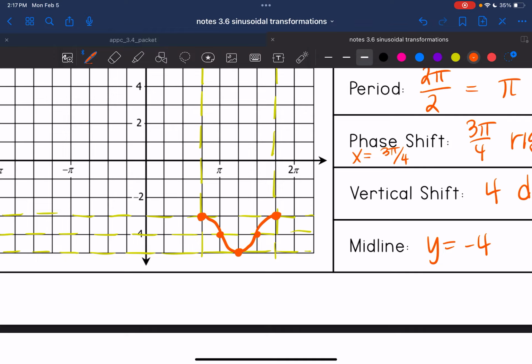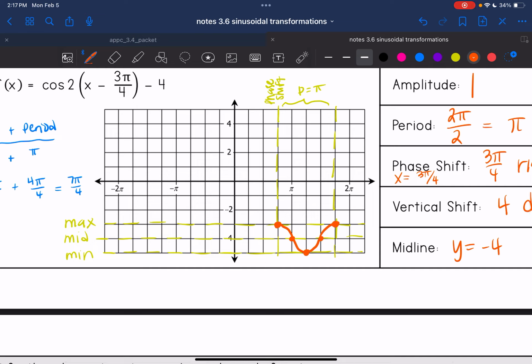But like we did before, we're going to continue that pattern over and over until we run out of space. So it seems like every 1 square, it hits another critical point. So I'm just continuing my pattern. And it should look something like that.